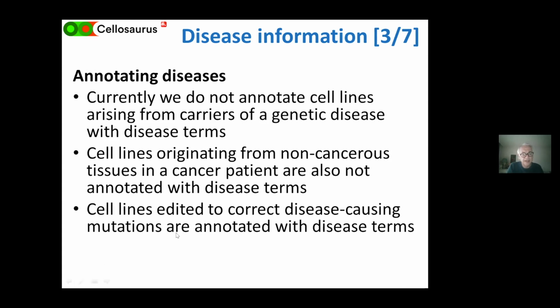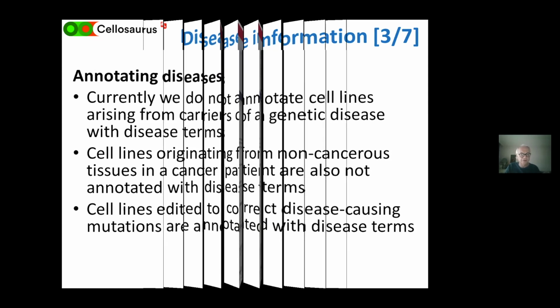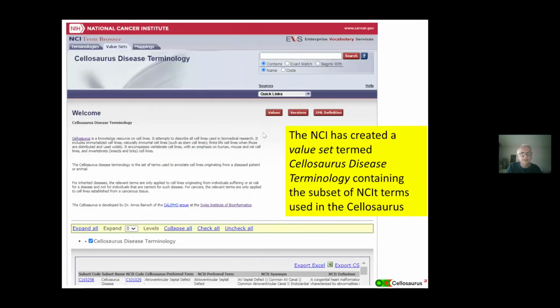Also, cell lines edited to correct a disease-causing mutation are annotated with disease terms. Even so, you could say that by correcting some mutation, you correct the disease. But it's a philosophical point: if you have a cell line which has a disease mutation and you correct it, should that cell line also have this cross-reference to the disease ontology? Again, this should be modified in future. As I said, NCI has created what they call value sets, and they have one they call the Cellosaurus disease terminology, which allows you to get all of the terms which are used in Cellosaurus.